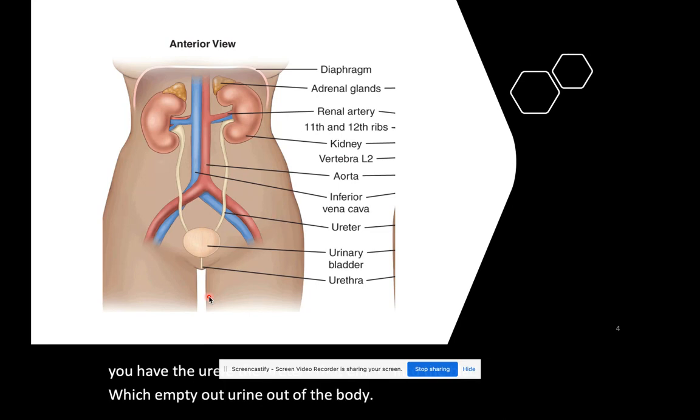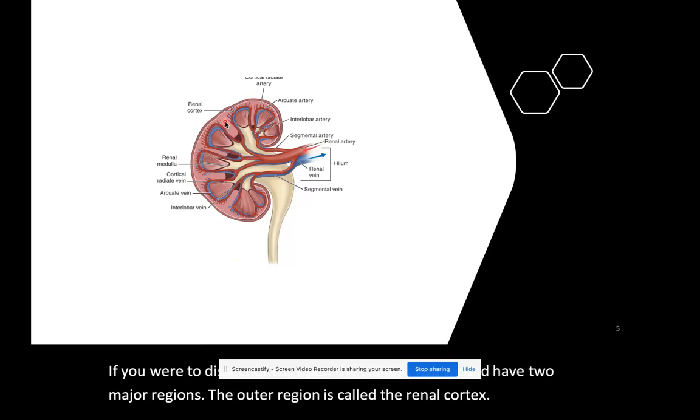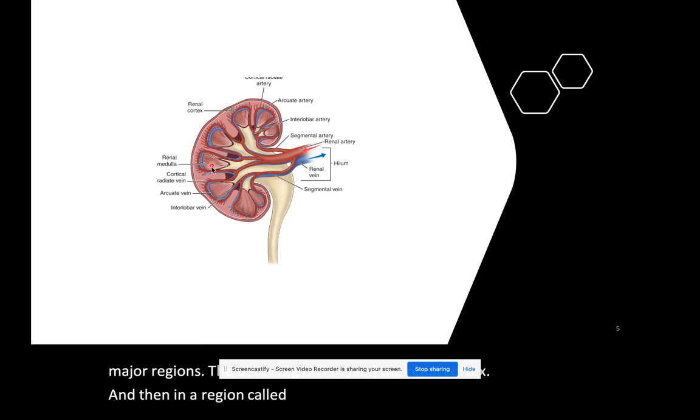Now let's take a closer look at the kidneys. If you were to dissect or cut open the kidneys, you would have 2 major regions. The outer region is called the renal cortex, and an inner region called the renal medulla. And you can see the renal artery. The renal artery delivers blood to the kidneys, and that's important for you to remember.